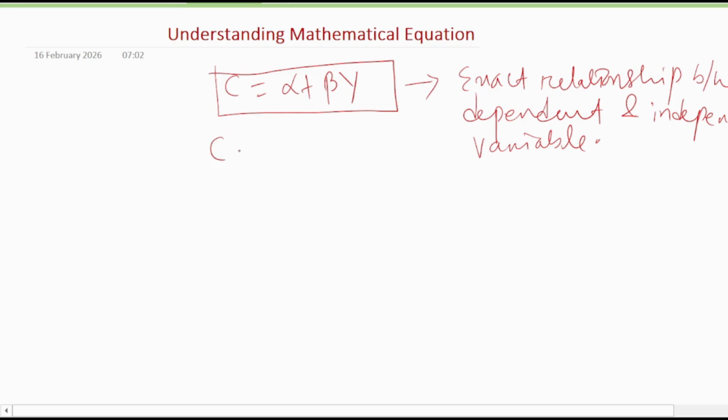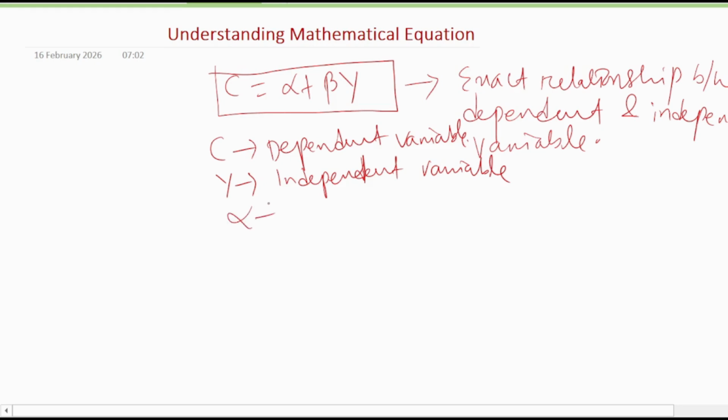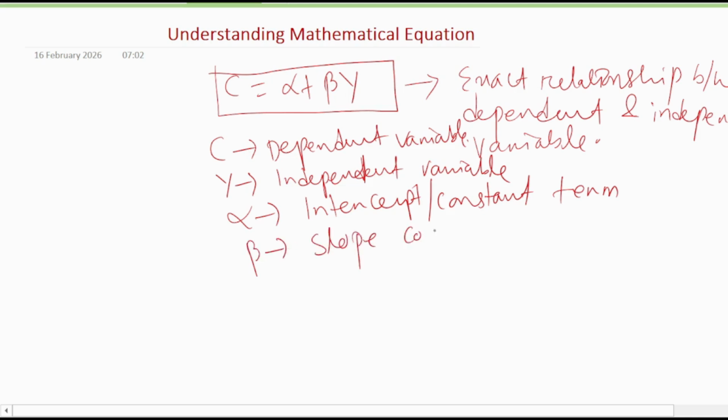Here C is our dependent variable, Y is our independent variable, alpha is the intercept term or constant term, beta is the slope coefficient. So we'll understand each component step by step.